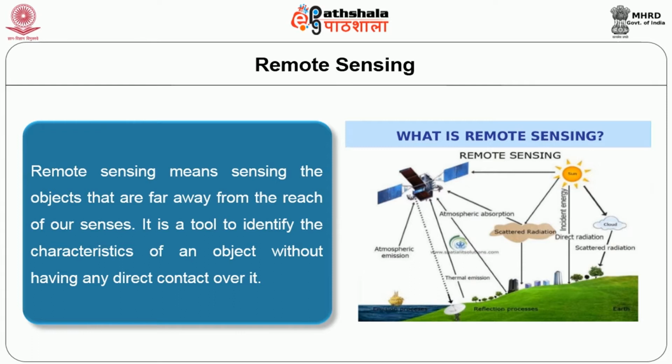NASA has developed a lot of satellites in order to capture the images of the celestial bodies that are present in and around the space. We cannot see them through direct eyes, right? We can see them only through the images produced by NASA and published in the newspapers. So it's a kind of tool. Remote sensing technology can be done only with the help of certain tools that are able to capture the image or identify the characteristics of an object without having any direct contact with it.